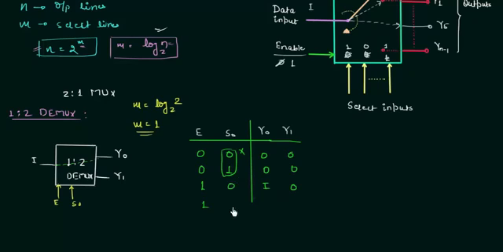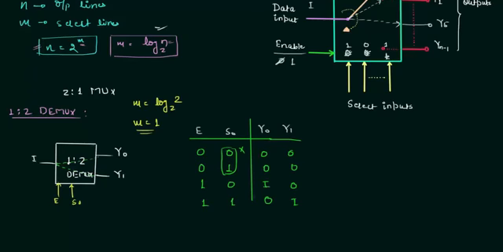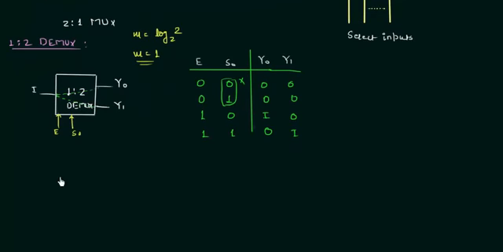When E is 1, S is 1, it means the data input is transferred to Y1. So Y0 is 0 and Y1 is equal to I. Now we will try to find out the expression for Y0 and Y1. But I'm not going to use the K maps because we can easily find out the expression by using this truth table. Before that, I will give you one example.